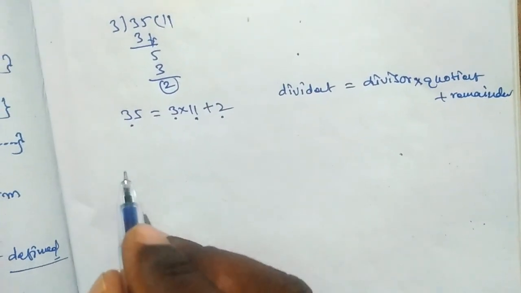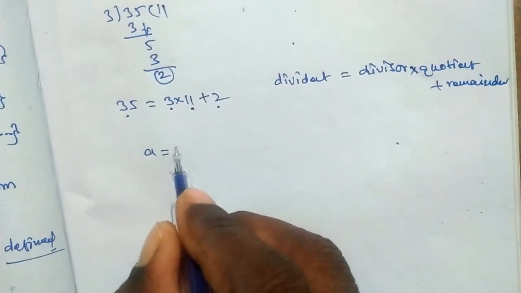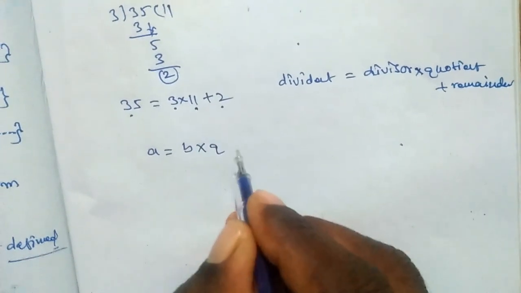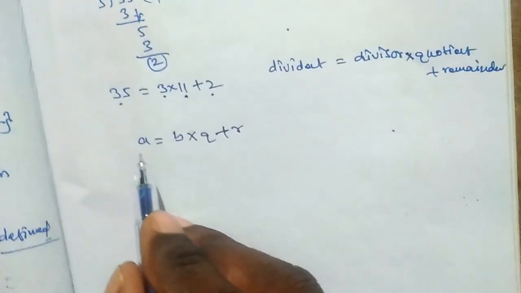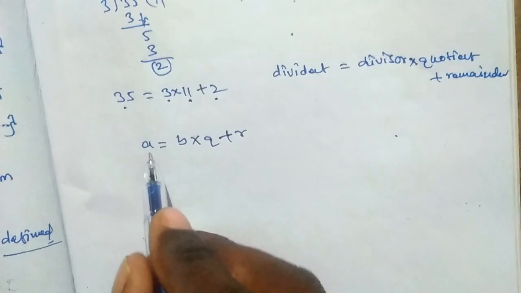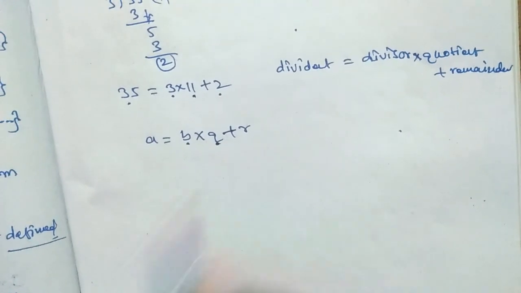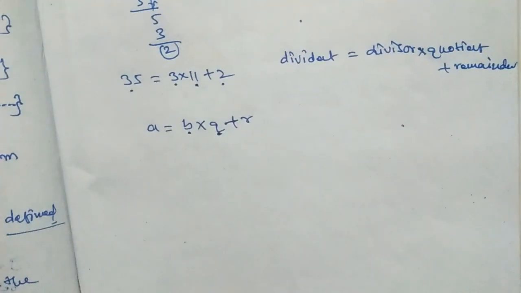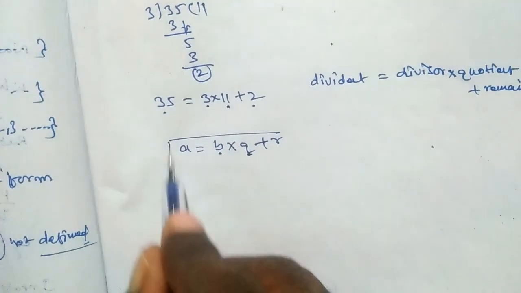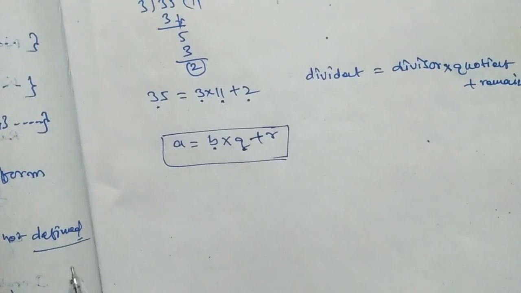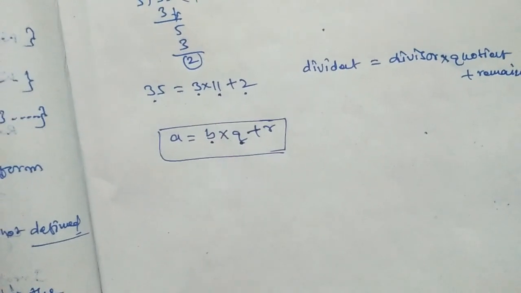So now I take dividend as a and divisor as b, quotient as q, and plus r remainder. What I am saying here? a is the dividend, b is the divisor, q is the quotient, and r is the remainder. Any division you can follow this one. This is called the division algorithm. What we call it? Division algorithm.